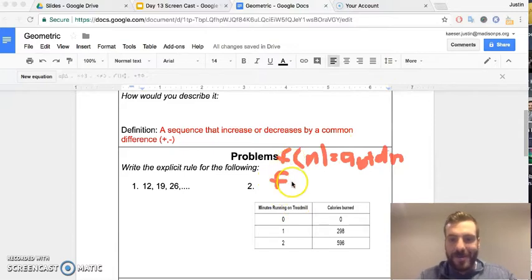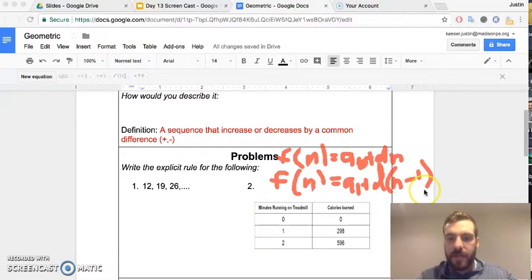It still doesn't look like a 0, but I'll try my best. And then remember our other one is f of n equals a sub 1 plus d times n minus 1. So that's a little trickier, n minus 1.